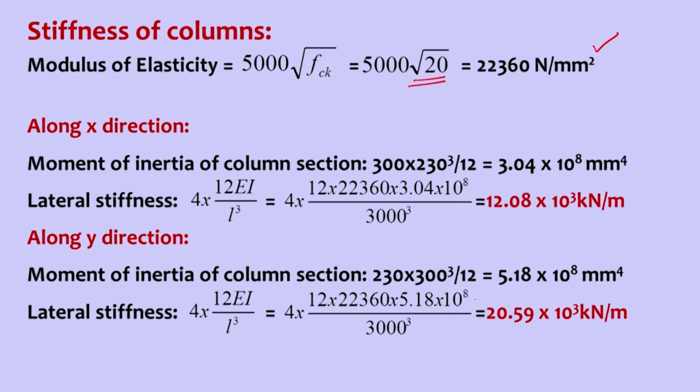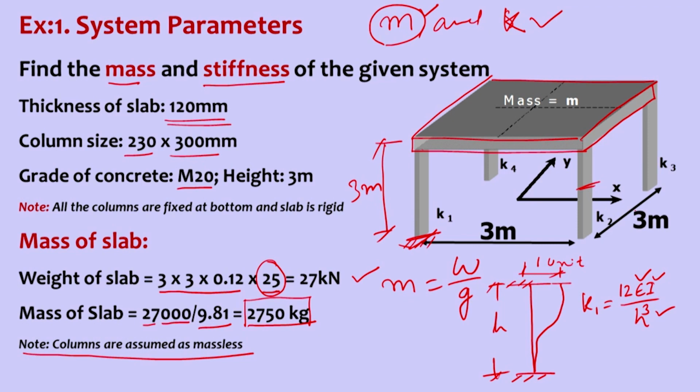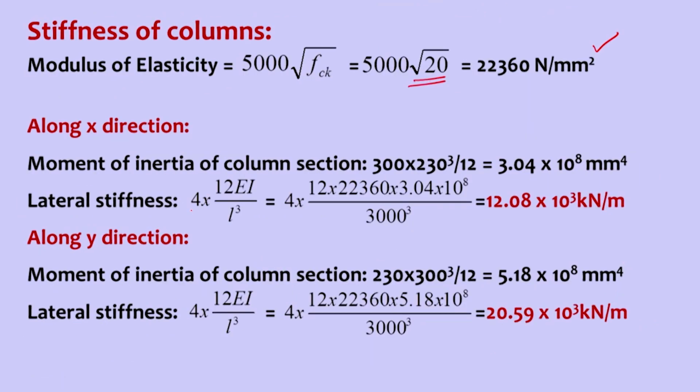So like that we are evaluating, because 4 columns are present in the x direction, 4 columns are resisting the motion along the x direction, and again 4 columns are opposing the motion along the y direction. So when we are calculating along the x direction, we will take the moment of inertia accordingly in that direction. So 4 times 12 EI by L cube, where L is the length or height of the column. So this is the stiffness of one column multiplied by 4 columns.